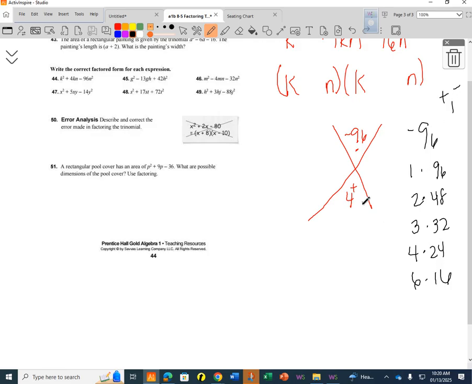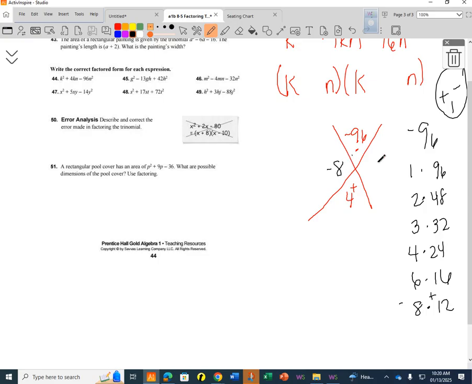Still not positive 4. 8 and 12 is 96, right? Ooh, what's the difference in 8 and 12? 4. I need a positive 4 though. So which one's going to be positive, which one's going to be negative? The 8 is going to be negative, right? So if it's a positive, then the biggest number has to be positive. So, negative 8 plus positive 12 does equal positive 4. Negative 8 times positive 12 does equal negative 96.